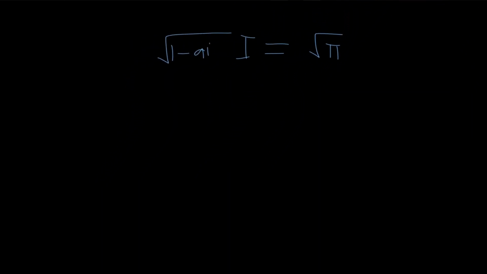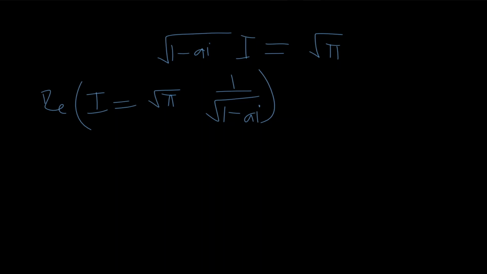So how exactly do we take care of this? Well, we can just solve for I real fast, right? So I equals the square root of pi, and then times 1 over the square root of 1 minus ai. But what exactly is this right here? Because remember, we needed to take the real part of all this. So really, you need to take the real part of both sides. So what is the real part of 1 over the square root of 1 minus ai?